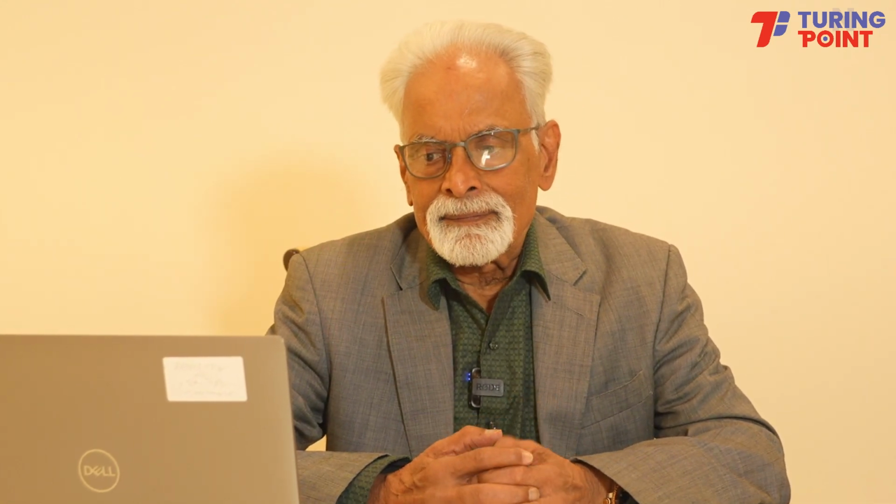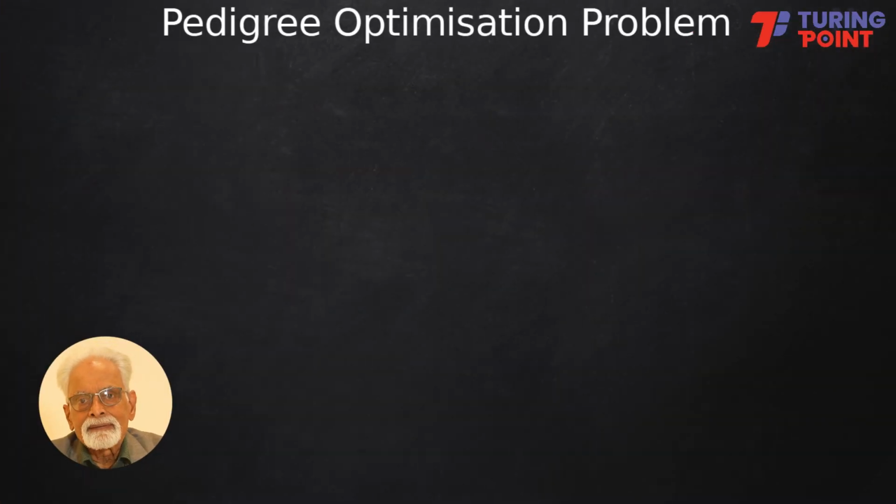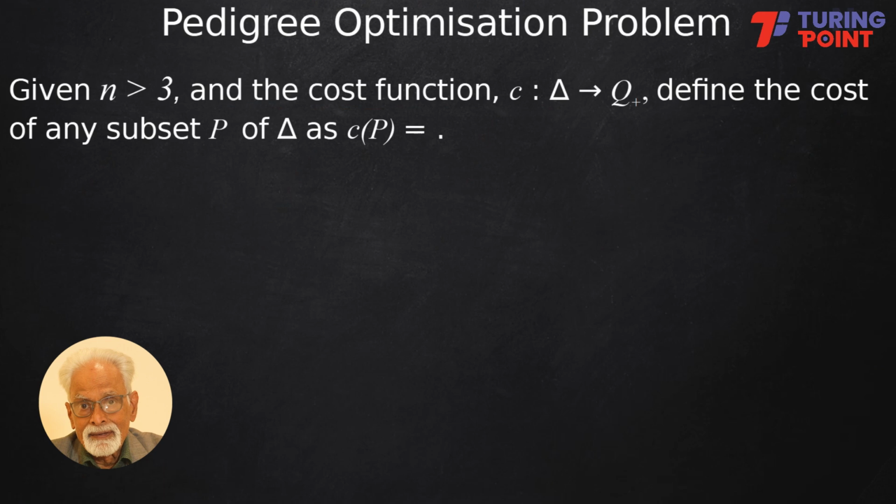And so it's a combinatorial optimization problem, and I'll describe that soon. Given n greater than 3 and a cost function from delta, the set of triangles, to rational numbers, we define the cost of a subset P of triangles as C of P equal to the sum of C of U for all the U in P. That means the total of C of U for U belonging to P.